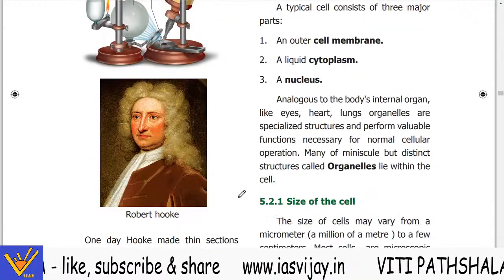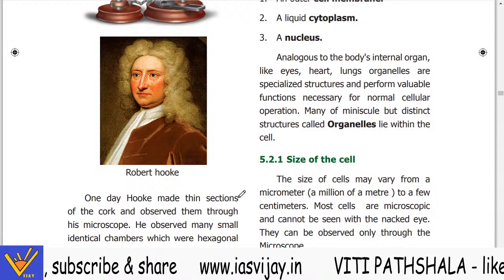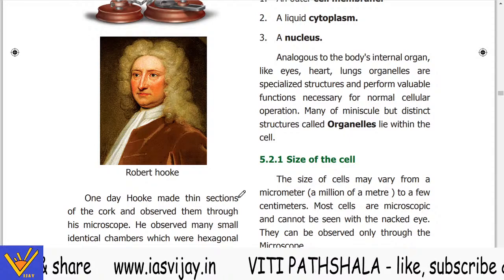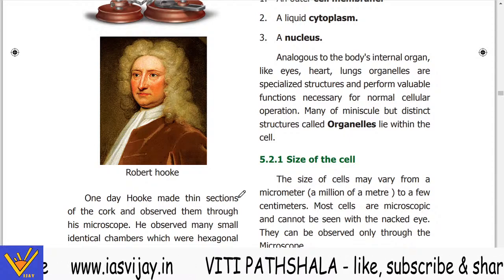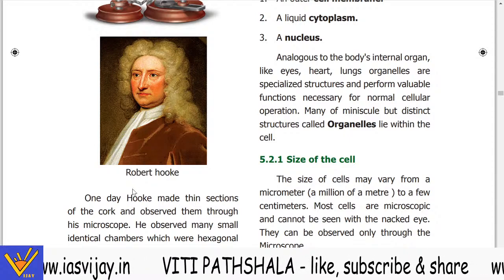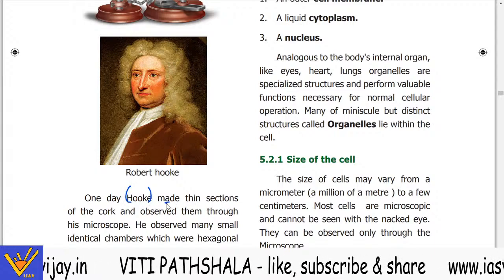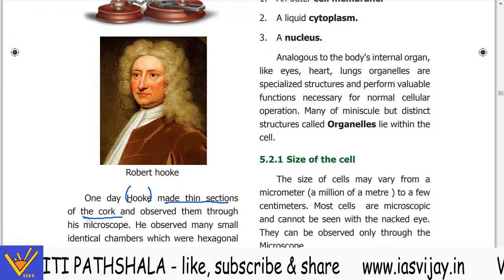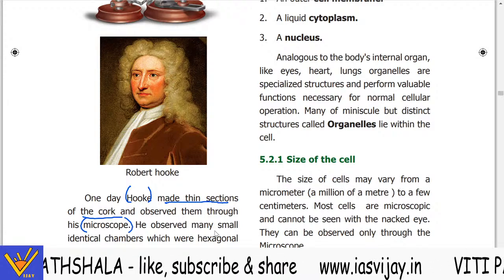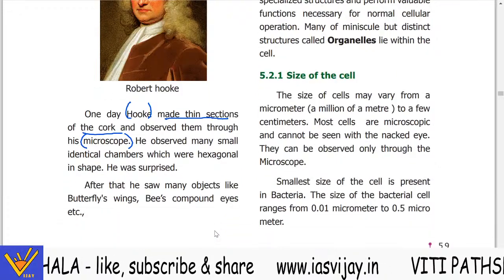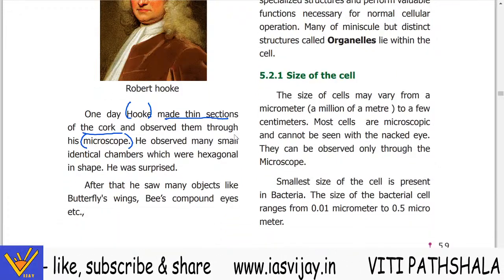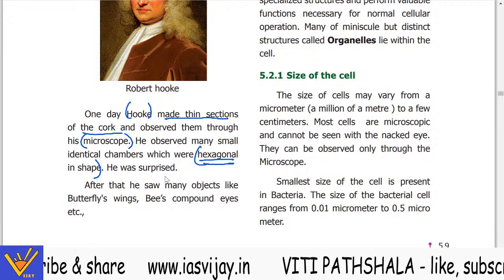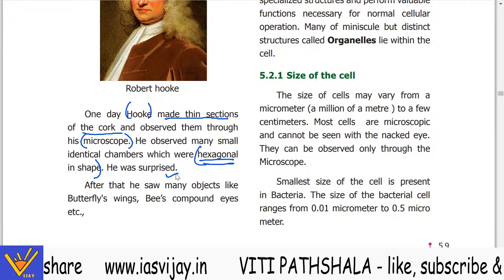This is the picture of the person who found out about the cell, and he told that this cell is similar to the cork. Now one day Hooke made thin sections of the cork and observed them through his microscope. He observed many small identical chambers which were hexagonal in shape. So the shape was hexagonal and he was very surprised.